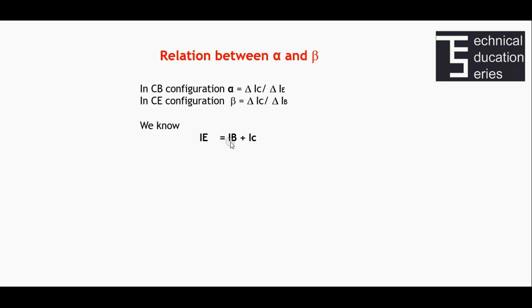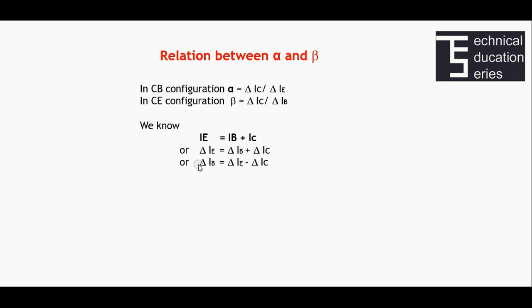Relation between alpha and beta. Here alpha is the current gain in CB configuration and it is equal to delta IC by delta IE. Beta is the current gain in CE configuration, that is equal to delta IC by delta IB. And we know IE is equal to IB plus IC, or delta IE is equal to delta IB plus delta IC, or delta IB is equal to delta IE minus delta IC.